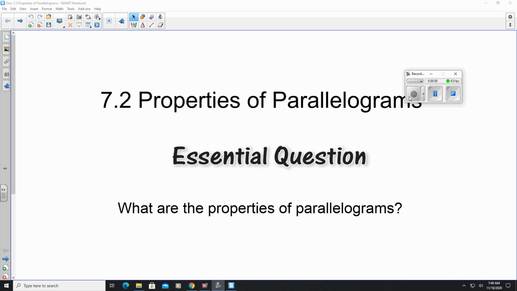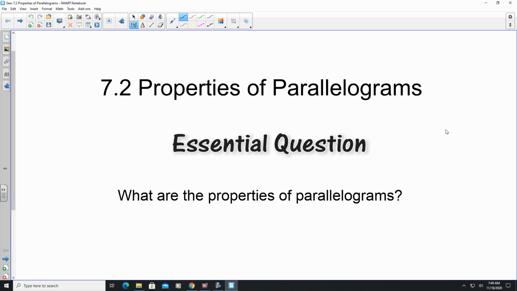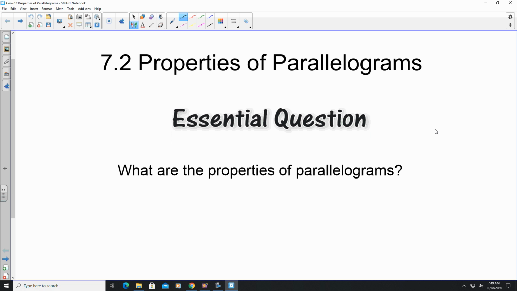Welcome to the video. In this lesson, we're going to be looking at section 7.2, where we're looking at properties of parallelograms. So, the question that they ask us here is, what are the properties of parallelograms?